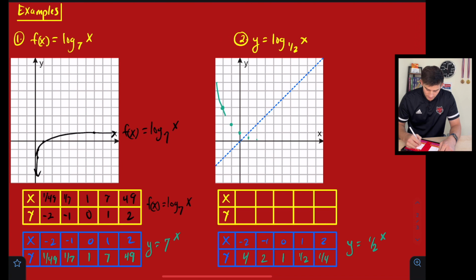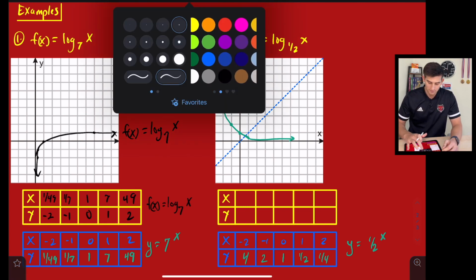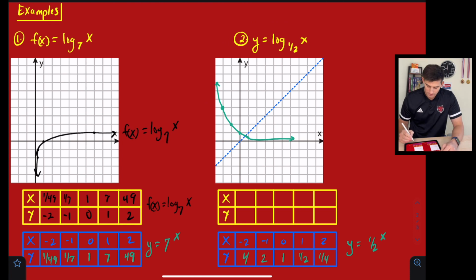So on the right side of my graph, we're approaching the x-axis, getting closer but never crossing. Now, same thing for our log function. Let's just switch x and y. So we would have 4 comma -2, 2 comma -1, 1 comma 0, 1/2 comma 1, and 1/4 comma 2. And this would be y equals log base 1/2 of x. So we plot 4 comma -2, 2 comma -1, 1 comma 0, 1/2 comma 1, and 1/4 comma 2.